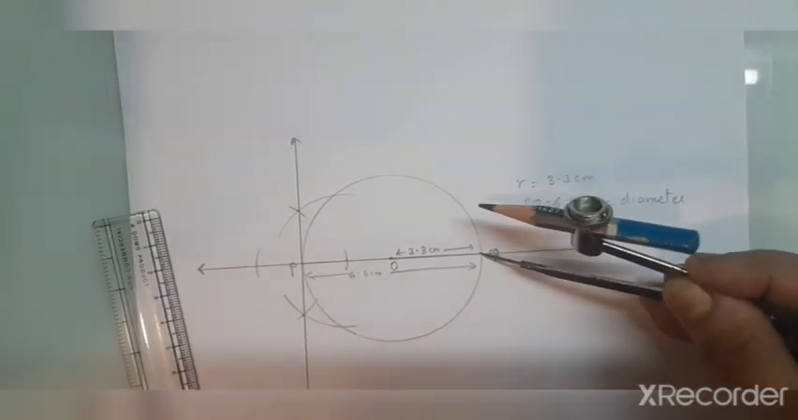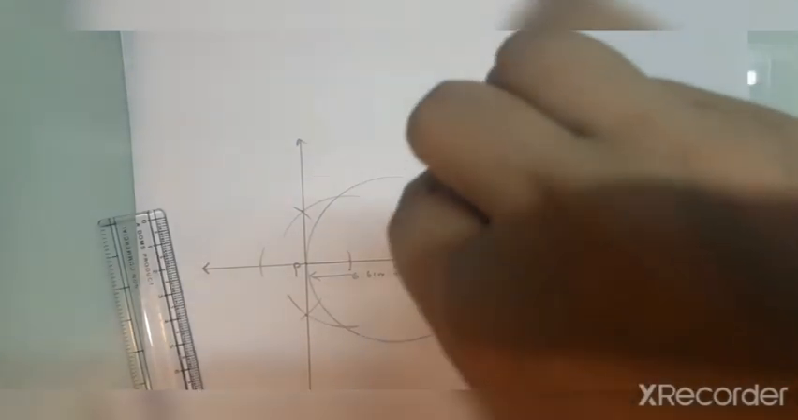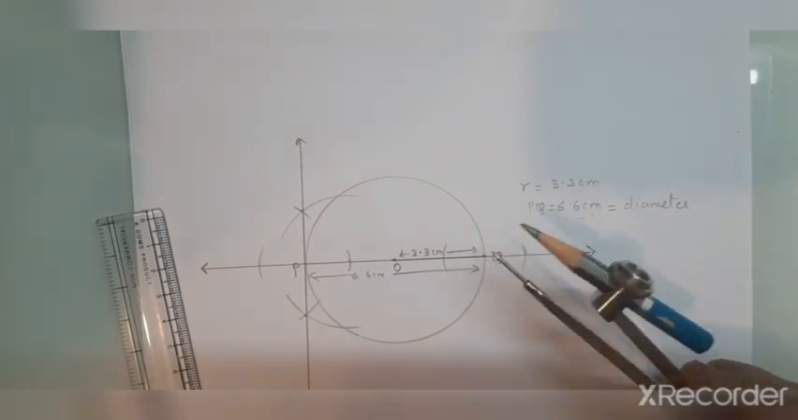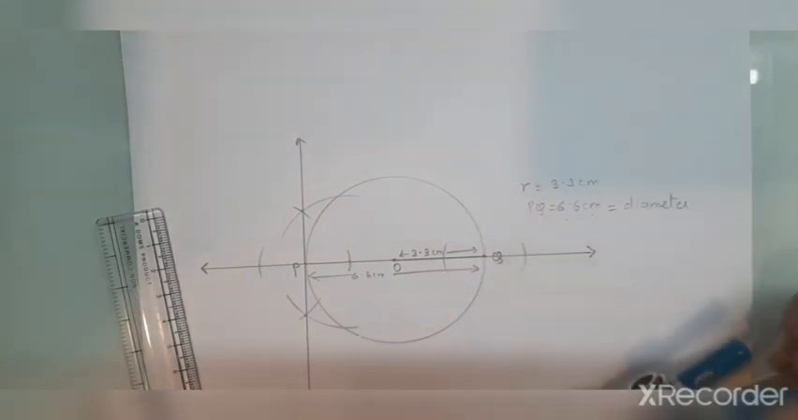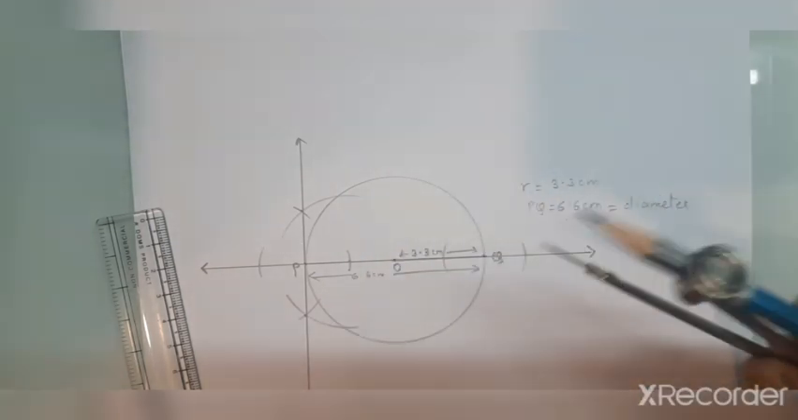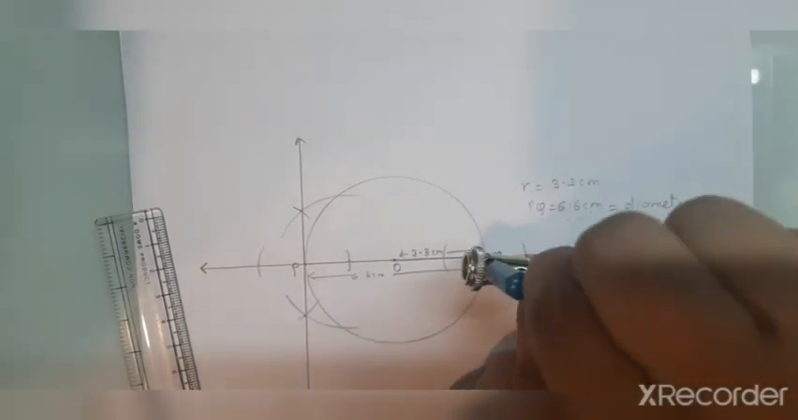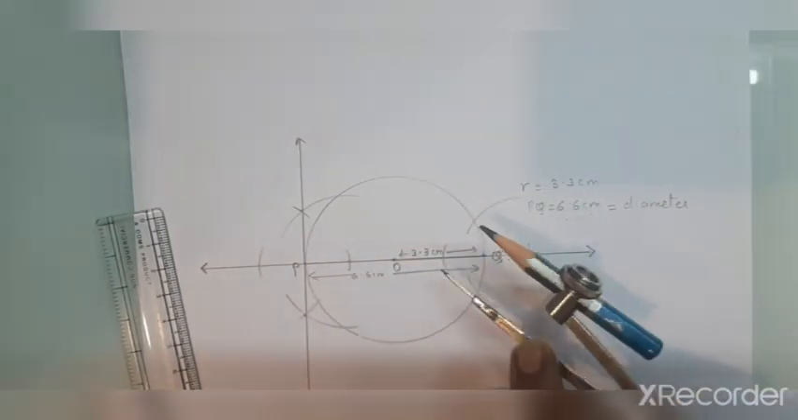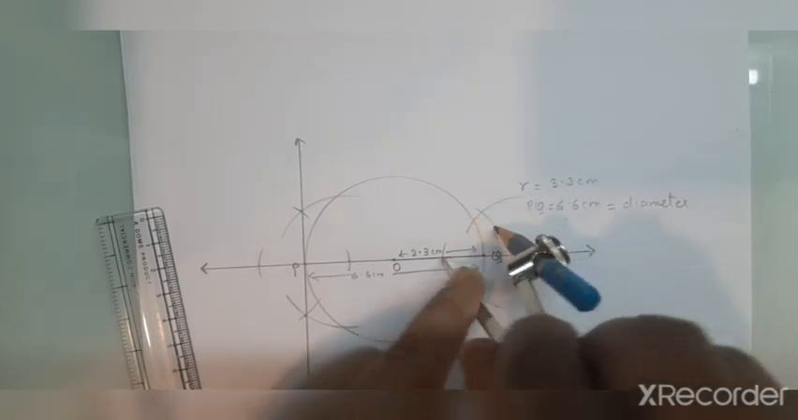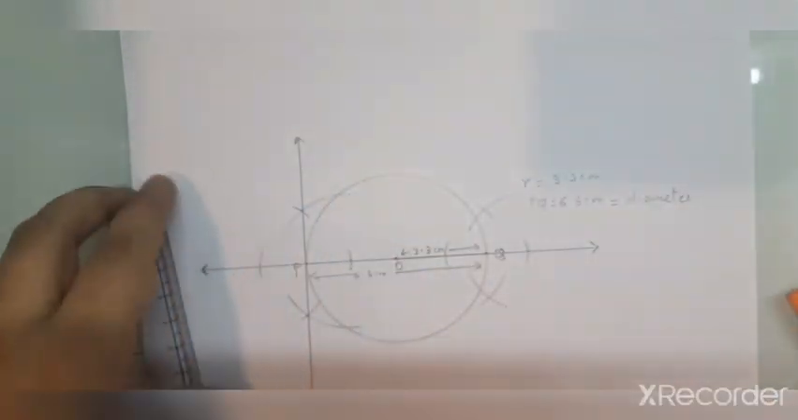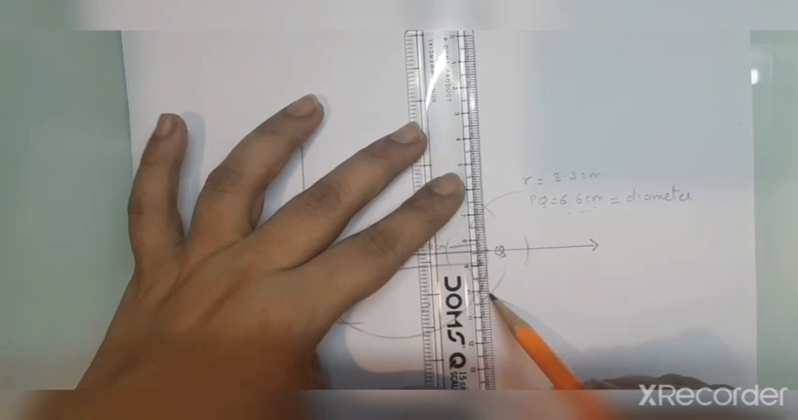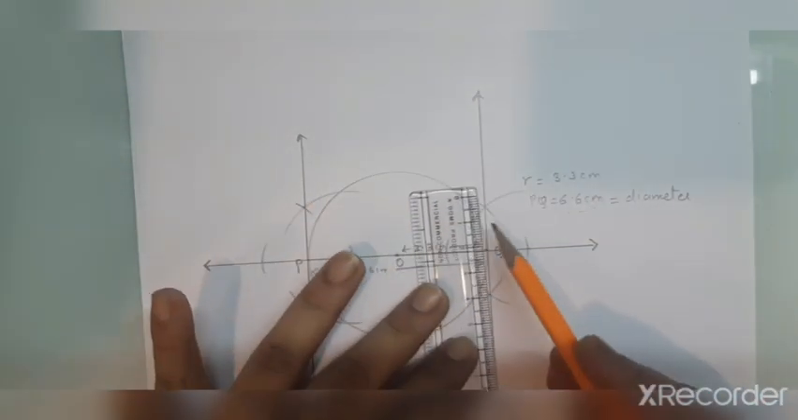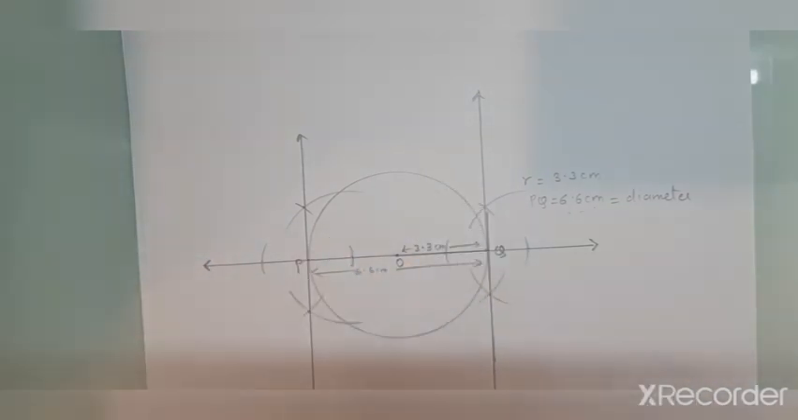Same method I will use for Q. I keep the pointer and I make the arcs on both the sides. You know why I am keeping the pointer on Q? Because I want the tangent to pass through point Q. Now I'll take the compass, I will adjust a little, make an arc at the top, make an arc down. With the same measure, I place it on the other arc. I just cut the arc. Just draw it a little longer.